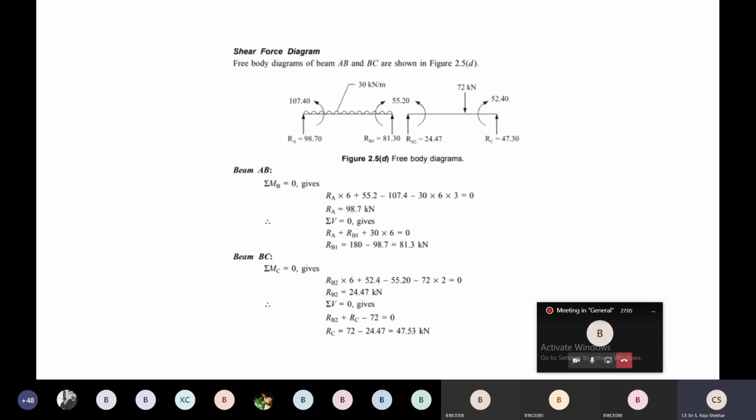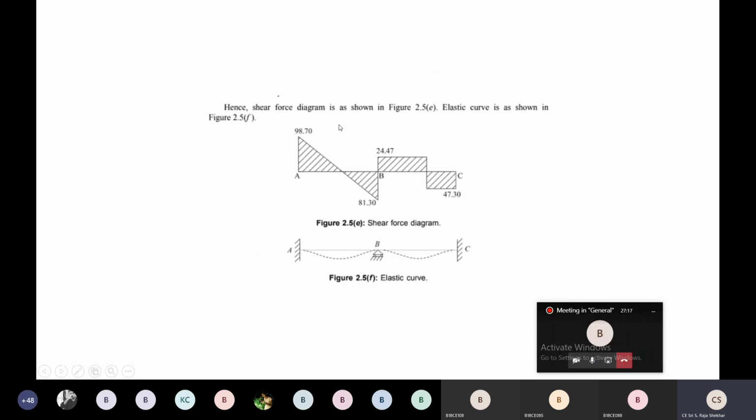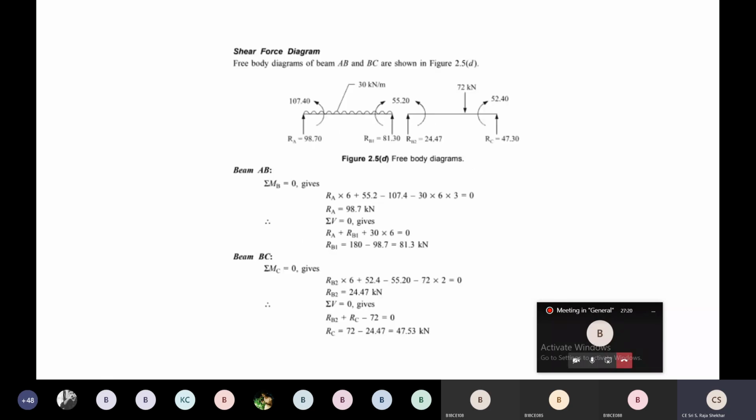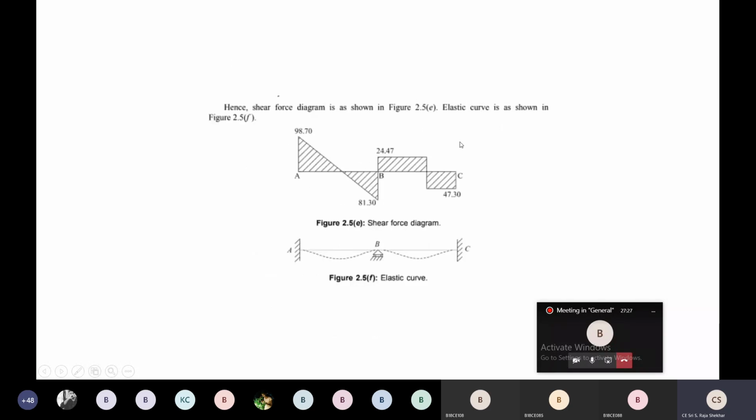Okay. So after that we have to draw the shear force diagram simply. With the reactions and the applied loads, we can draw the shear force diagram. At support C, the reaction is 47.30. The right side upward force will be considered negative for drawing the shear force diagram. So here we have to represent it in the downward direction, 47.30.